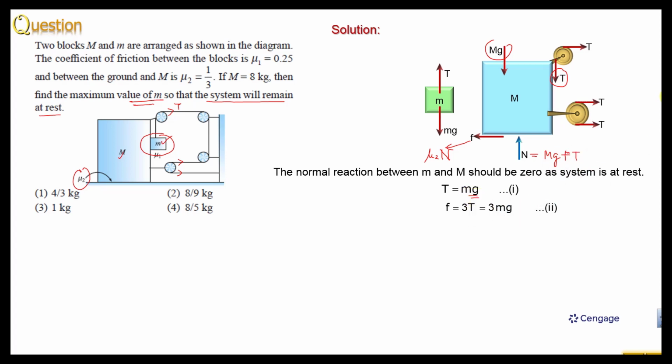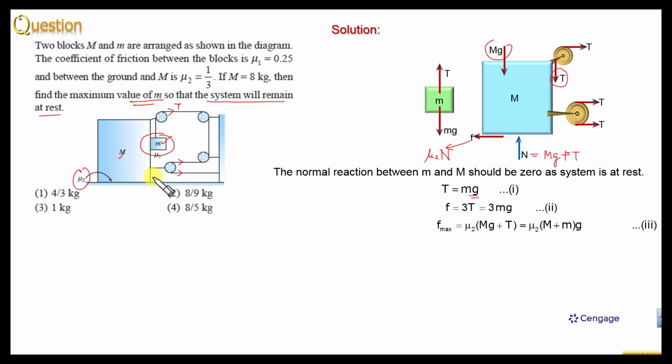Now we can write the maximum possible value of the friction force. We can write F max equal to mu2 multiplied by capital Mg plus T. So this is the equation of the maximum friction force between the block and ground. We can substitute the value of capital T, small mg, and g we can take common. So we can write this value as mu2 multiplied by capital M plus small m, multiplied by g. This is the third equation.